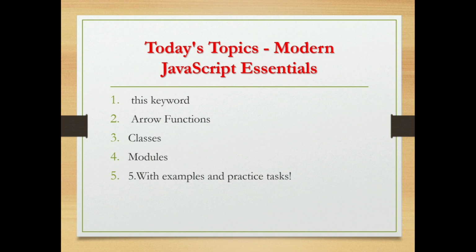Today we will learn about the this keyword, arrow functions, and also classes and modules. Next we will see them one by one. Here you will see today's topics: modern JavaScript essentials like the this keyword, arrow functions, classes and modules, and also we can see some examples and practice tasks on all these topics. Next we will move on to the first topic, the this keyword.